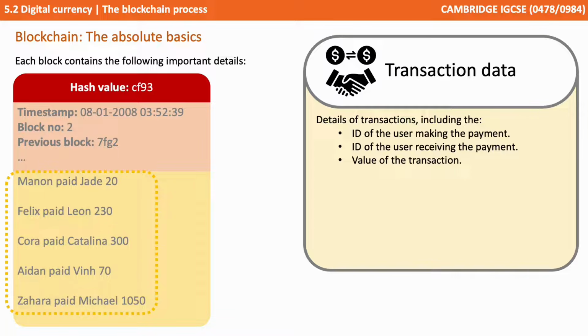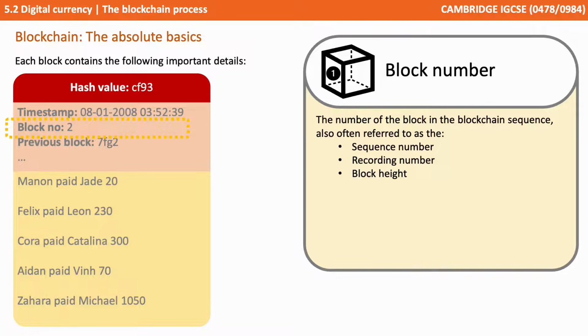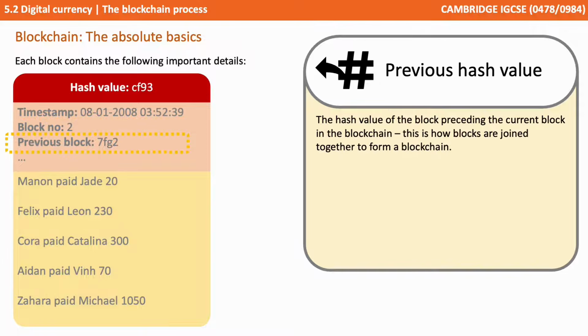We also have the transaction data. So these are all the details of the transactions that have taken place and are included in the block. They include the ID of a user making a payment, the ID of the user receiving the payment, and the value of that transaction. There's a timestamp, so that's the date and time the block was created. The block number. This is the number of the block in the blockchain sequence. And we also have the previous hash value. That's the hash value of the block preceding the current block in the blockchain. And this is how blocks are joined together to form a blockchain.